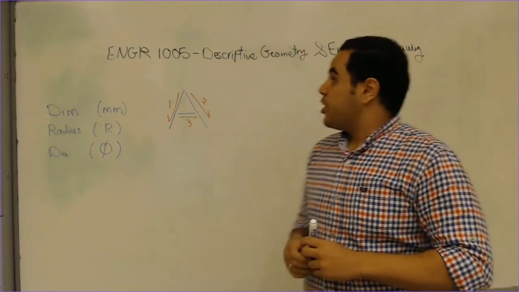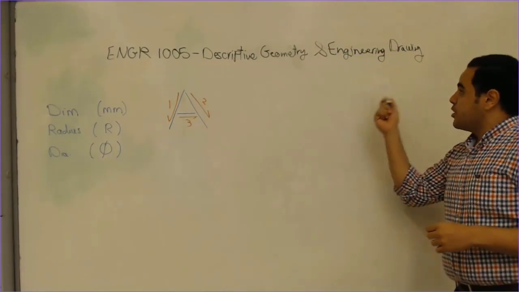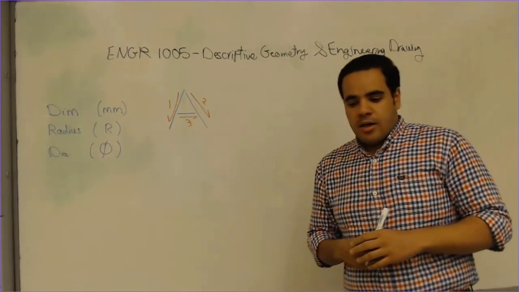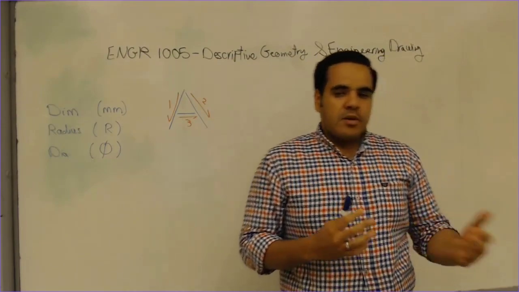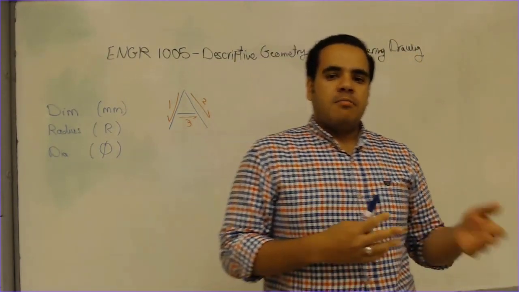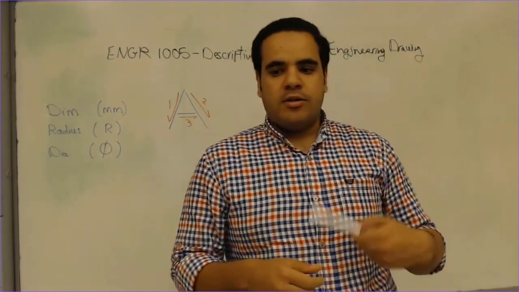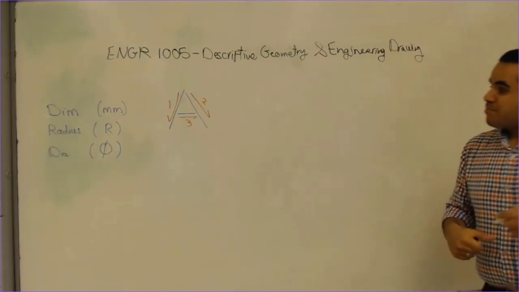This course is Engineering 1005, Descriptive Geometry and Engineering Drawing. In this course, we're going to talk about descriptive geometry and orthographic projection, missing view, and so on. And this is going to be later, we're talking about this.